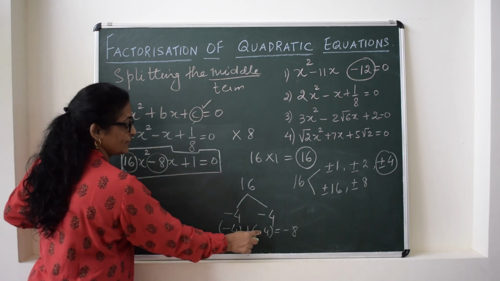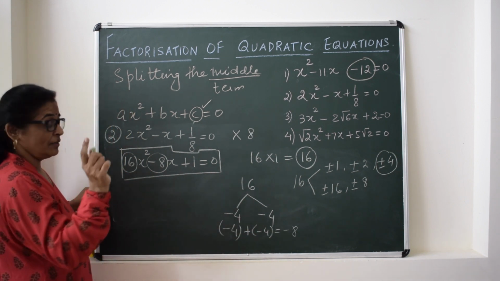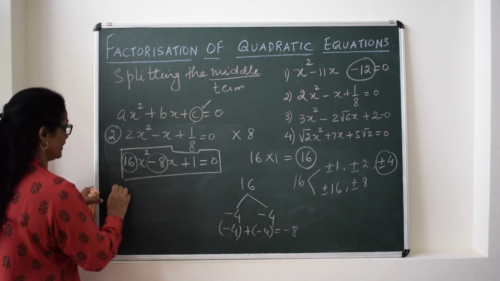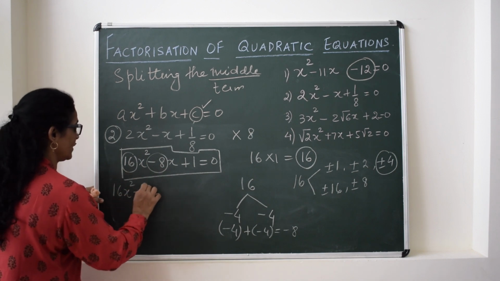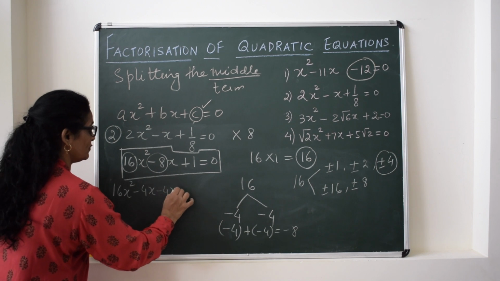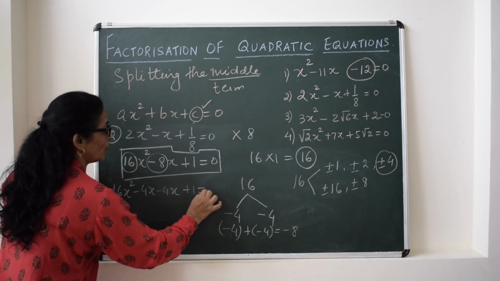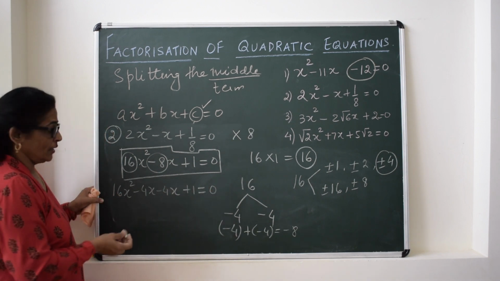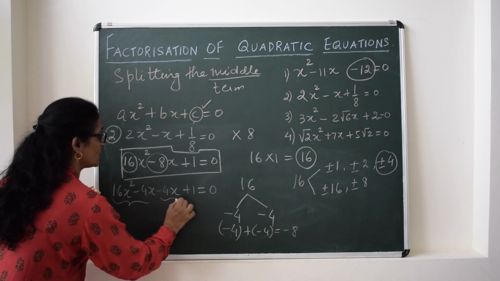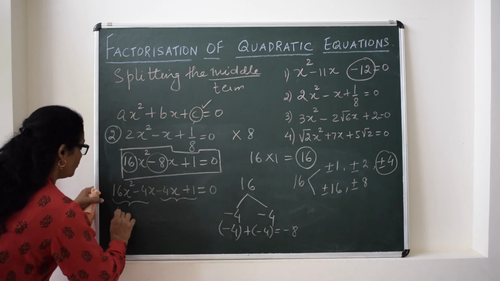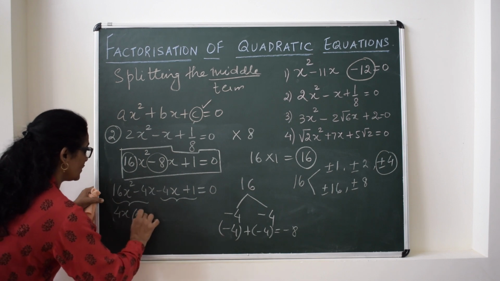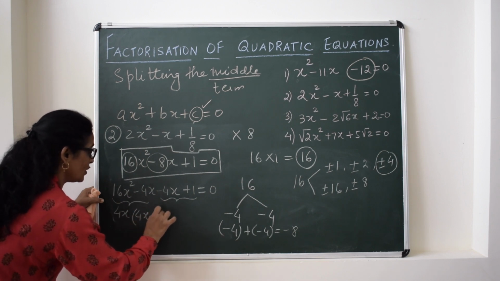So which two factors have we chosen? Minus 4 and minus 4. So you will rewrite it as 16x² minus 4x minus 4x plus 1 is equal to 0. Now the rest of the process is the same. Choose the common factor from these two. 4x is common. So here 4x is left out, minus 1.